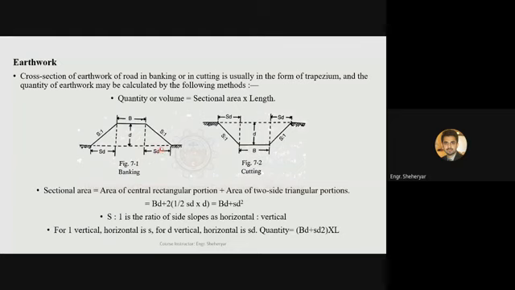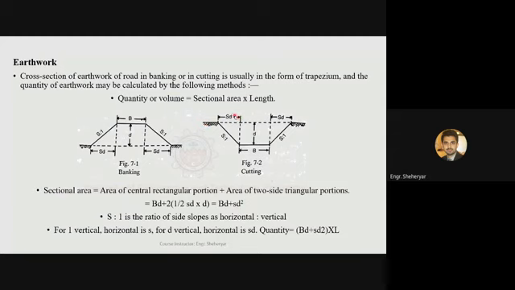If I want to calculate the area of this triangle, it will be half of D into SD, or half of SD square. Now we have two triangles, so the area of two triangles will be SD square, and the total area of this trapezium will be B into D plus SD square. So this is the area of this trapezium, BD plus SD square.